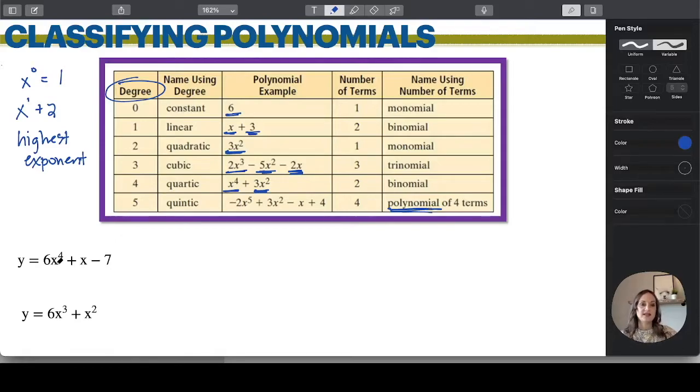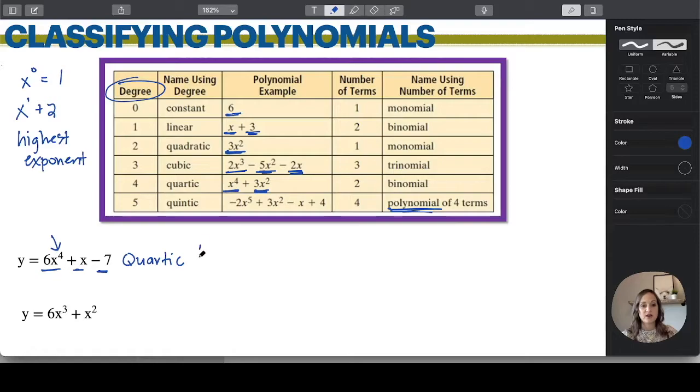So in this case, we are going to name this according to the degree and then according to the number of terms. So first, the degree. Look at the highest degree. It is a 4, which means we would call it a quartic. And then, according to the number of terms, there are 1, 2, 3 terms.